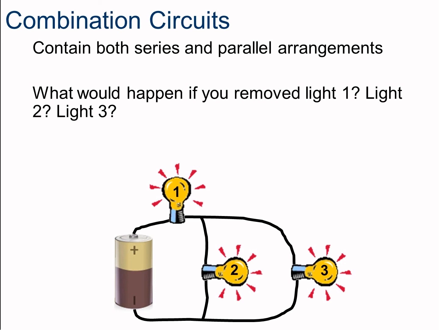So can we combine these circuits? Can we have parallel and series together? Well, yeah, you can. You can have combination circuits, and that's what we have here. So we have light bulb 1, light bulb 2, light bulb 3. And as you look at this, examine it. What would happen if you removed light bulb number 1? What about light bulb number 2? Or light bulb number 3? What would be the consequences?